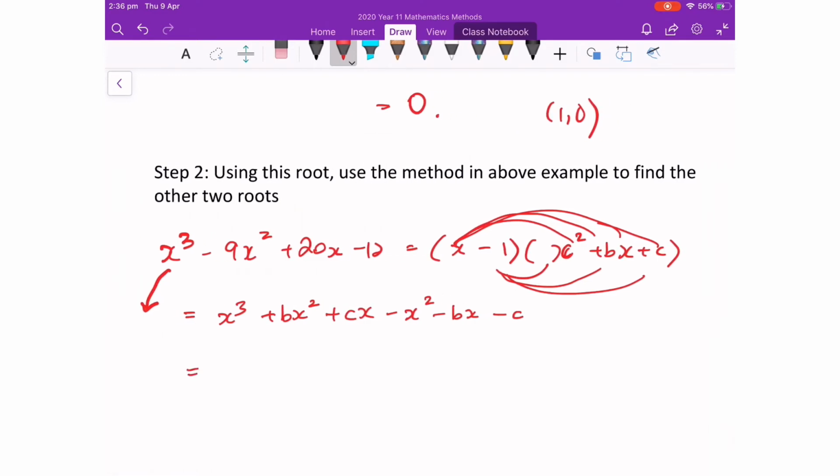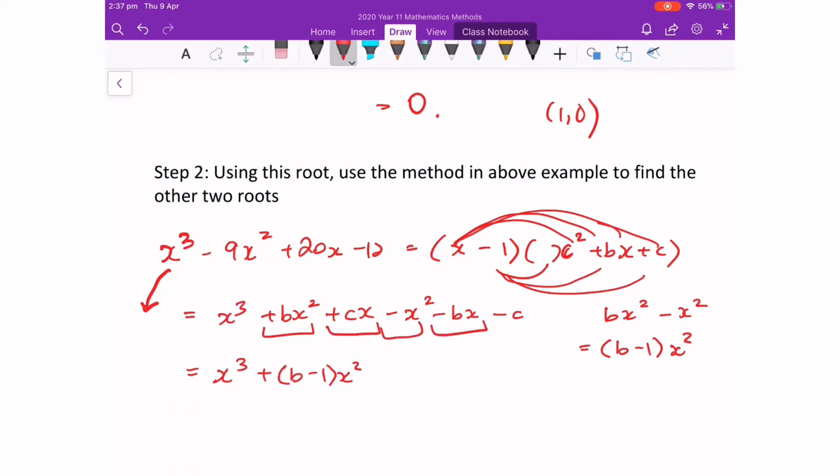I'm going to put like terms together, so I'm going to go x cubed. Now this x squared and this x squared is the same. So bx squared take x squared is the same as b take 1 x squared. I'm just factorizing, seeing that x squared is in common. So I'm going to write that like this. Same with these ones. I'm not going to write it out, but you're going to have c take b x, and then c take away at the end.